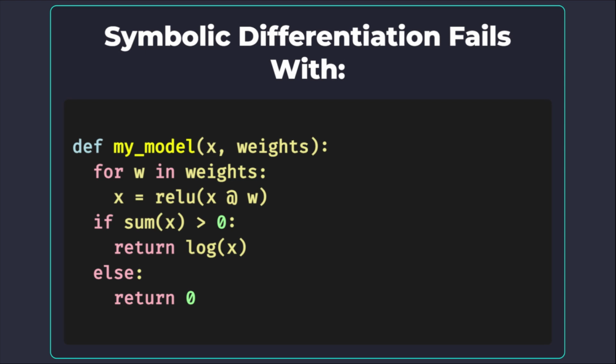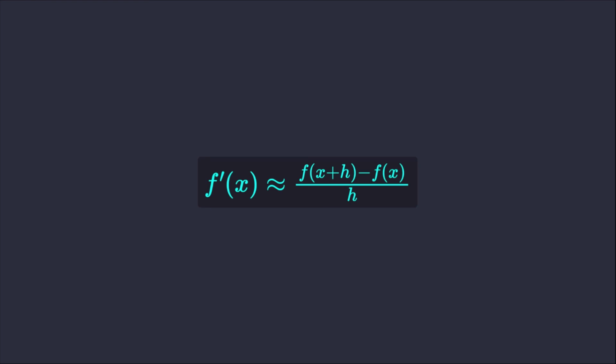Symbolic differentiation provides mathematically exact derivatives, but fails when the function is defined by complex control flow, such as loops or conditional statements common in procedural code. Numerical differentiation approximates the derivative using the formula f of x plus h minus f of x, divided by h. The choice of the step size h is critical.